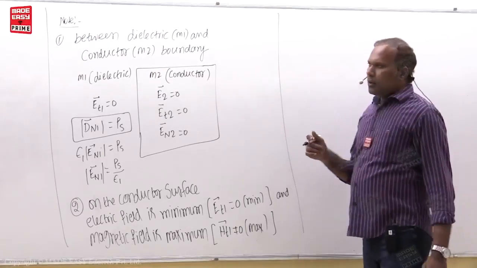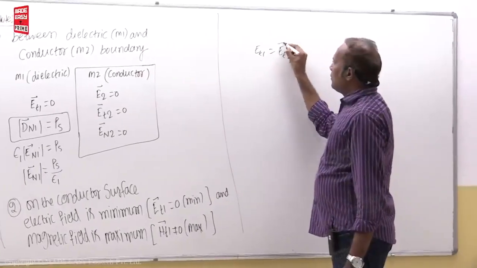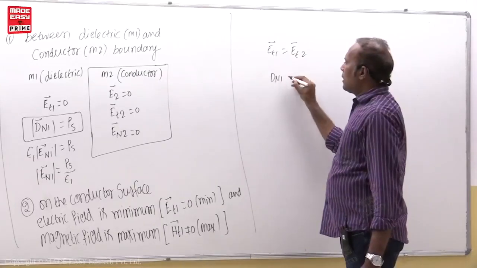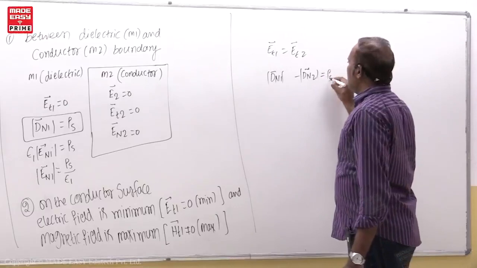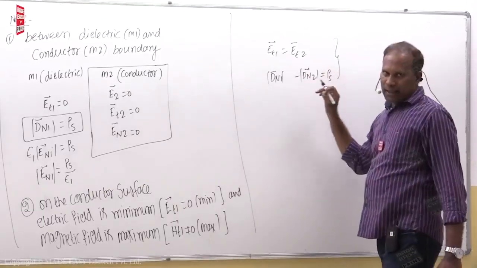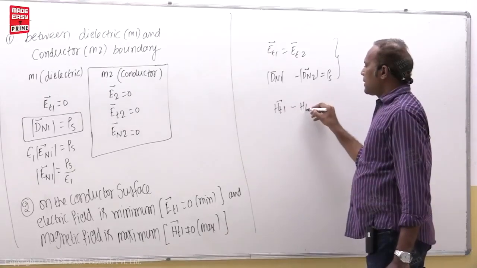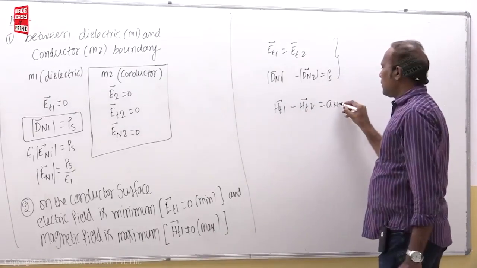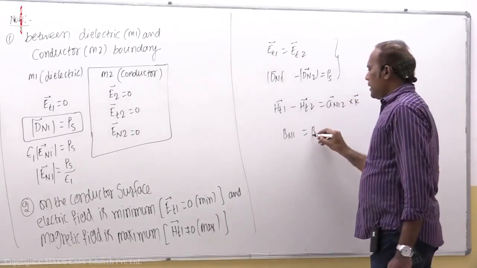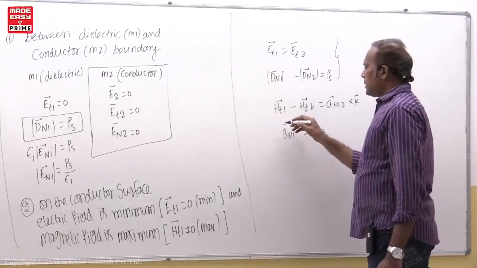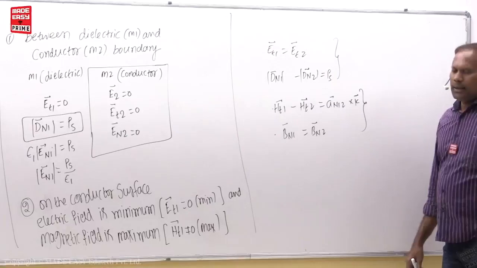We will solve them. So anyway student, the first boundary condition is this one, ET1 is equal to ET2. The second boundary condition is dN1 minus dN2 is equal to rho s. These two are called electric boundary conditions. And the third boundary condition is HT1 bar minus HT2 bar is equal to aN12 cross K bar. And BN1 bar is equal to BN2 bar. This is the third one, this is the fourth one. These two are called magnetic boundary conditions.